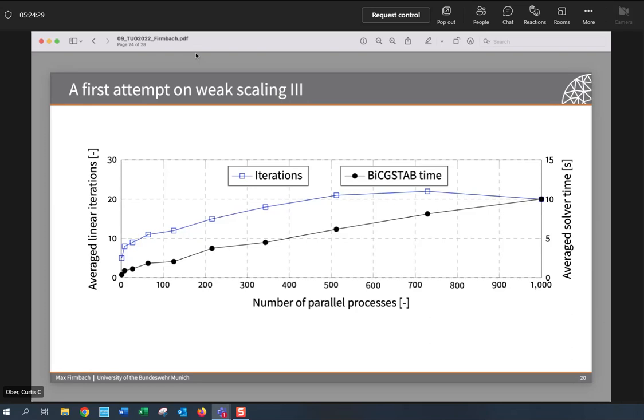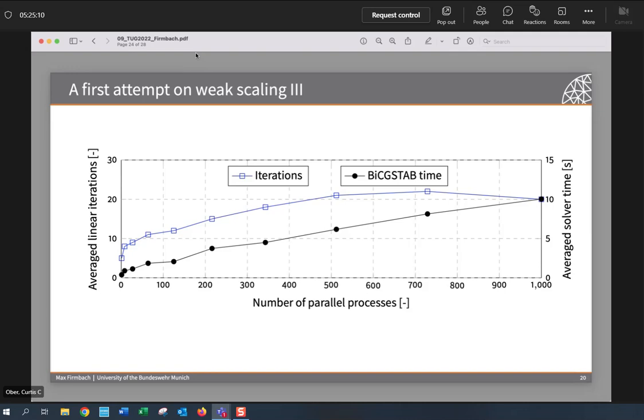We use Belos as our iterative solver package, and for this one, we use the BiCGStab method. And you can see that the solver time increases linearly, which is not optimal. So we hope that this black curve or line is a little bit flatter. But this is just a first attempt, really, and of course we have to do more investigation into this. So for the first part, it's okay, but of course it's not optimal. The same is also true with the iteration count. It's a little bit better.